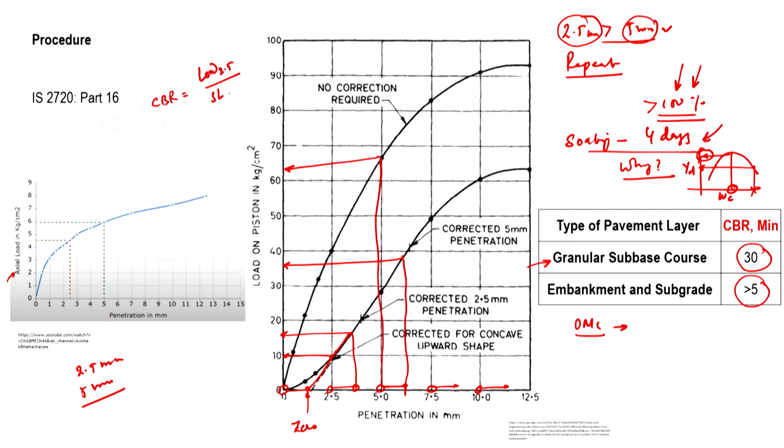The soaking is done by keeping the sample immersed in water for 4 days, and after 4 days we do the CBR test. This will give a value of CBR which will be much lower than what we get at the optimum moisture content. This ensures that the thickness of the different layers we provide will help in reducing the stresses in the soil when it has very high moisture content, maybe after the monsoons.